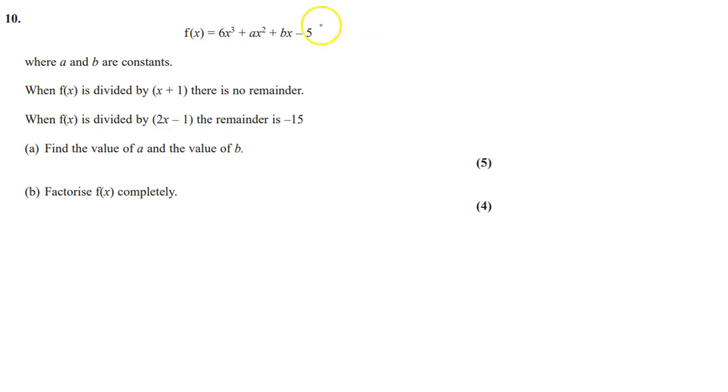Question number 10. f(x) is 6x cubed plus ax squared plus bx minus 5, where a and b are constants. When f(x) is divided by x plus 1, there is no remainder. So we put x equal to -1, f(-1). This is the factor theorem, not remainder, when there is no remainder.